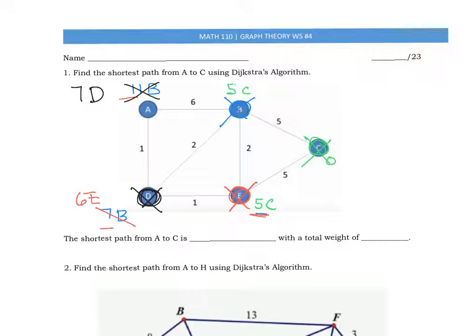Now that was my starting vertex. Therefore my path is A. Then A tells me to go to D. D tells me to go to E. I go to E, it tells me to go to C. And that was my ending vertex. My total weight is 7.